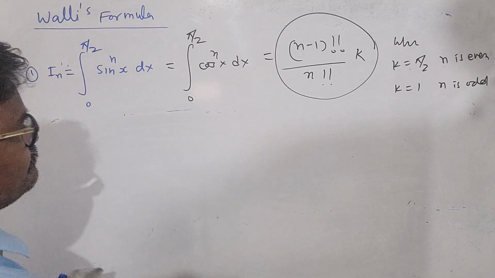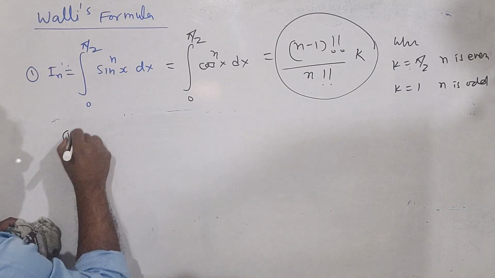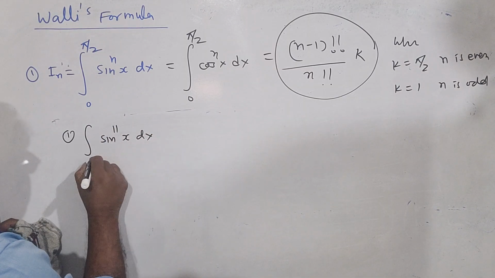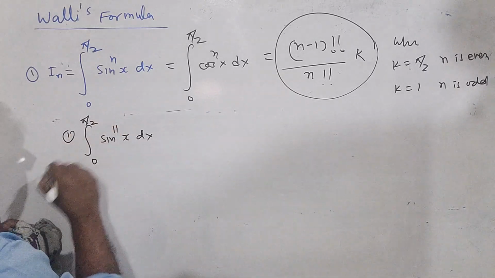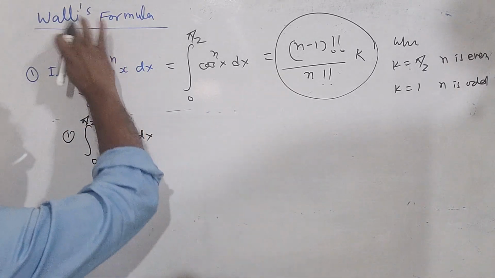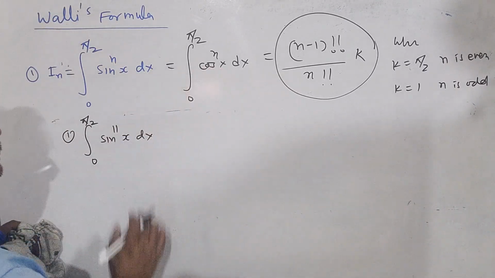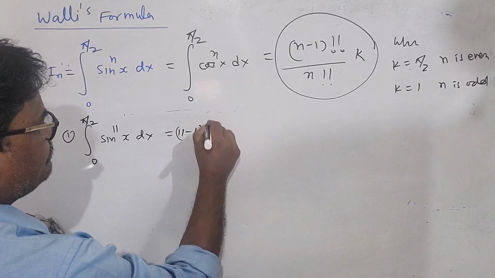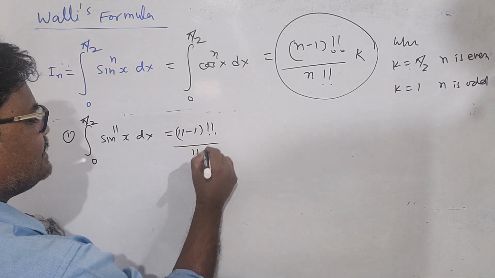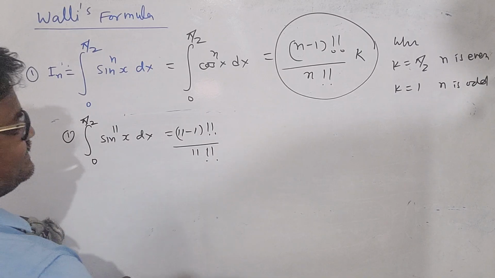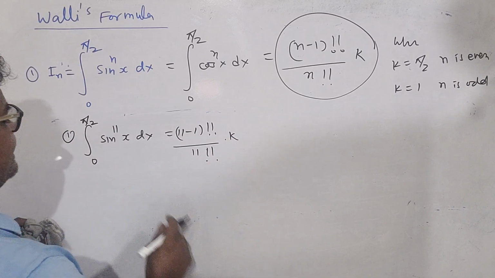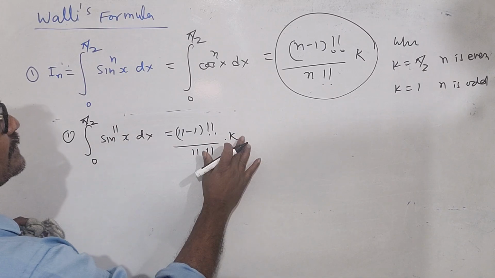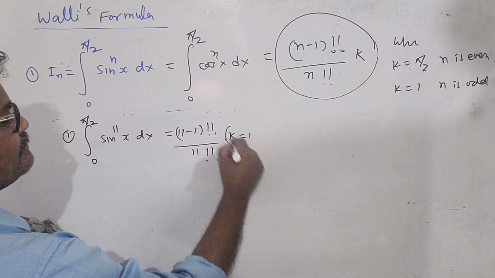Correct? So therefore first problem, if I want to find out the integral of sin to the power 11x dx from 0 to pi by 2, the limit 0 to pi by 2 is there for the Wallis formula for sin function and cos function, correct? So this is 11 minus 1 double factorial divided by 11 double factorial, into k. K depends upon whether n is odd or even. This is odd, therefore k is equal to 1 here.